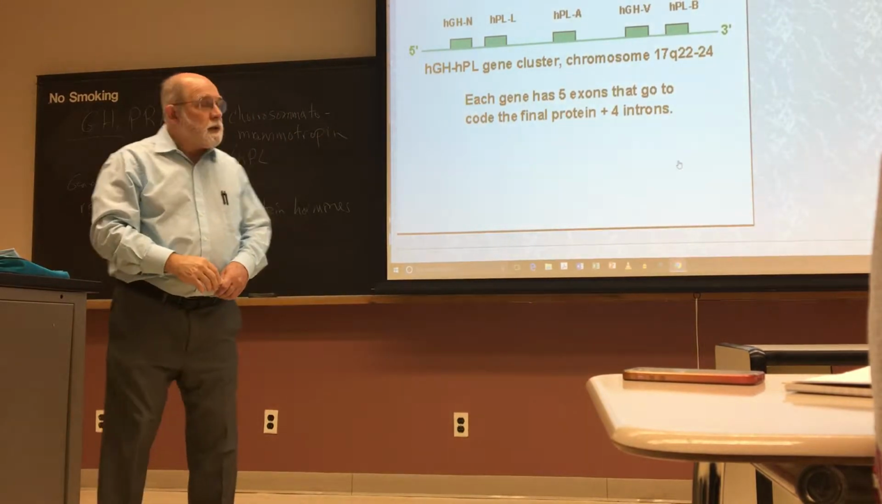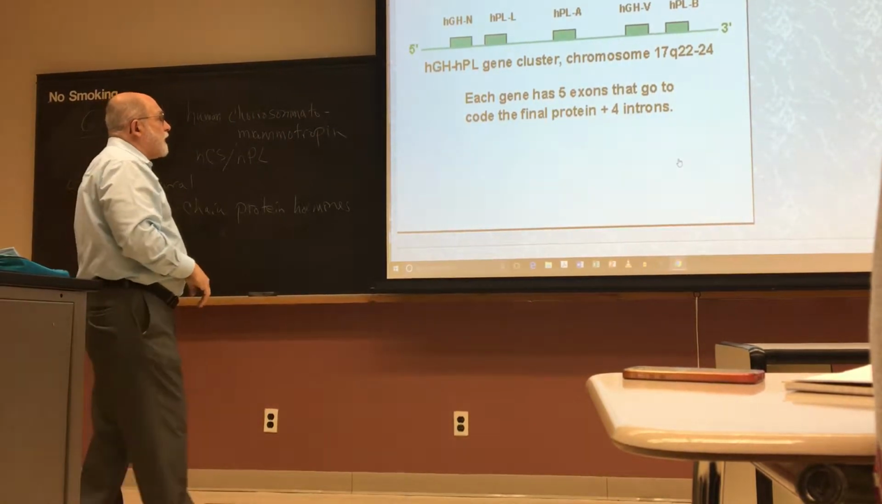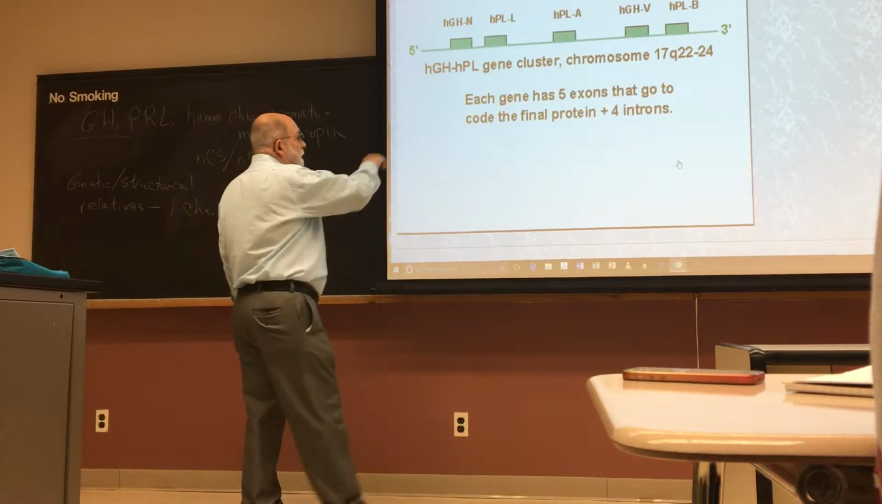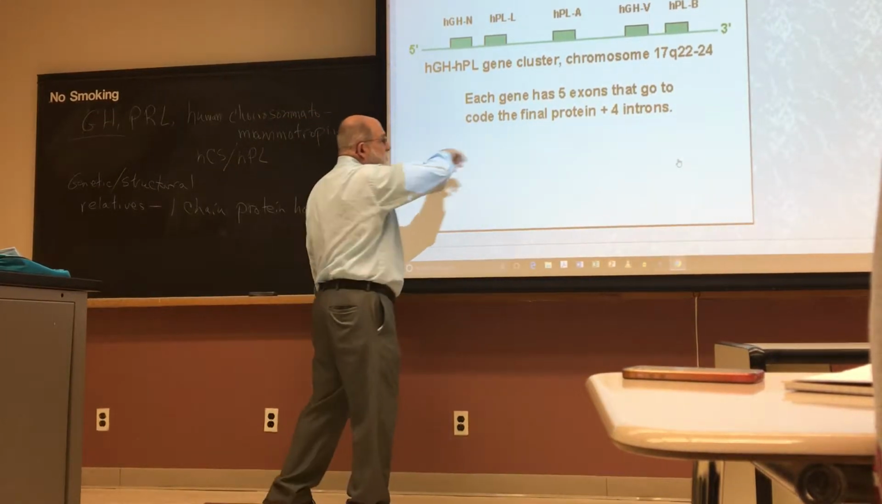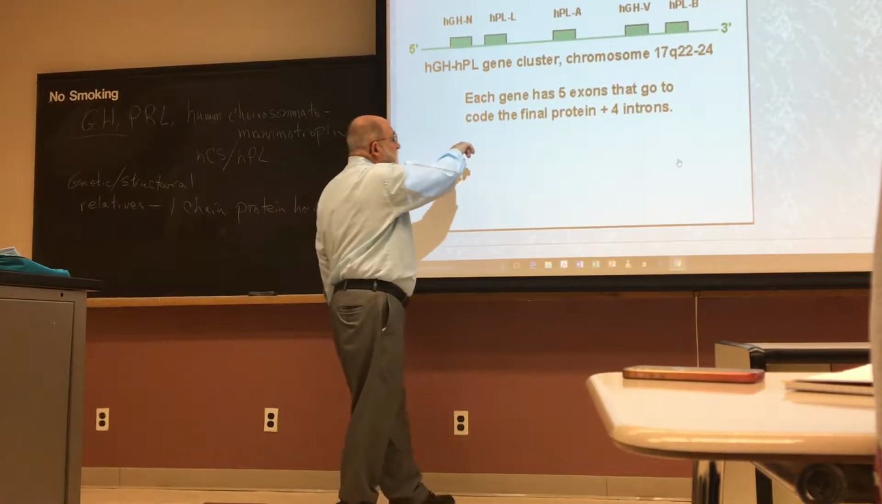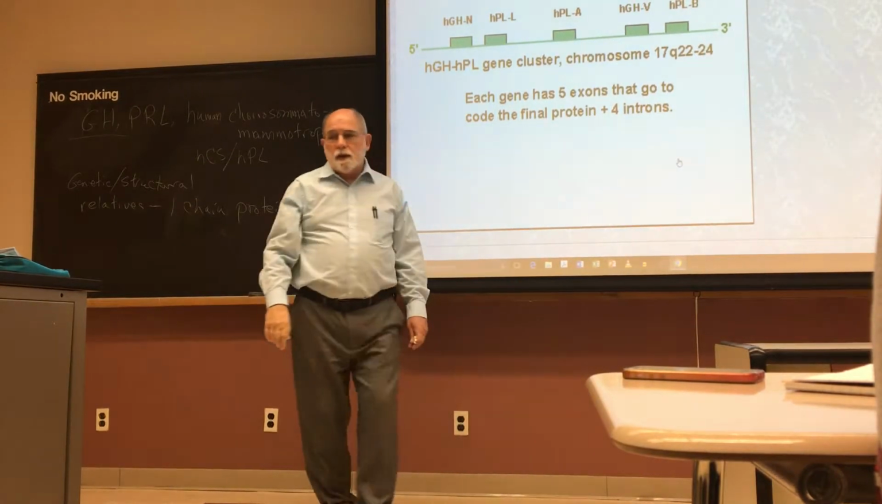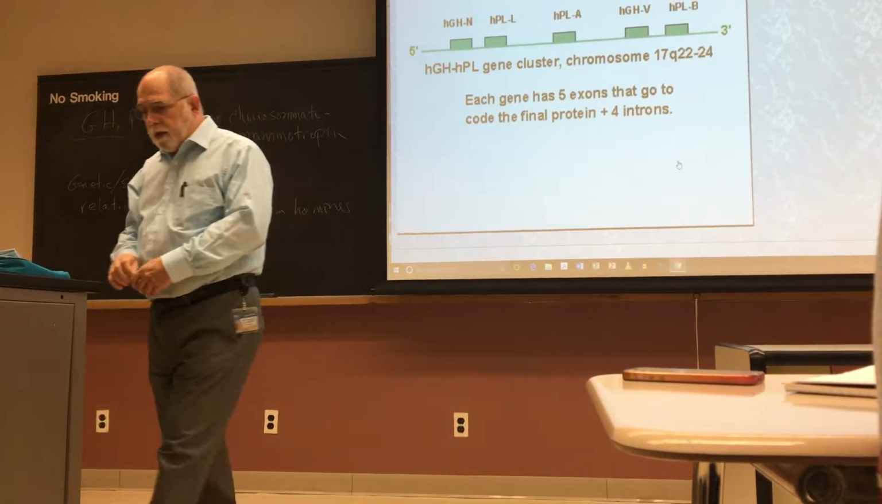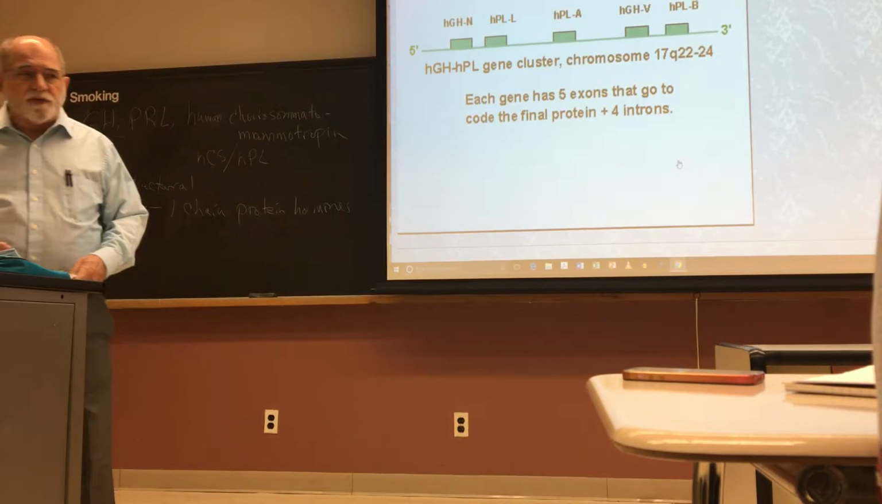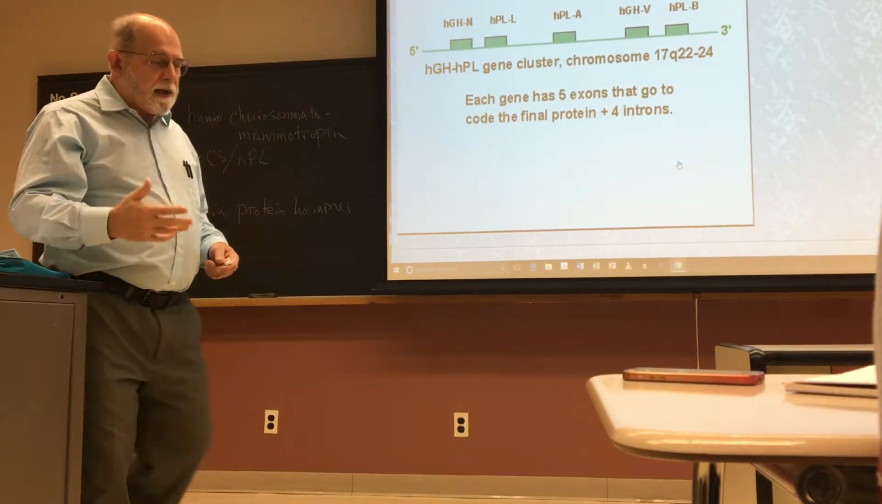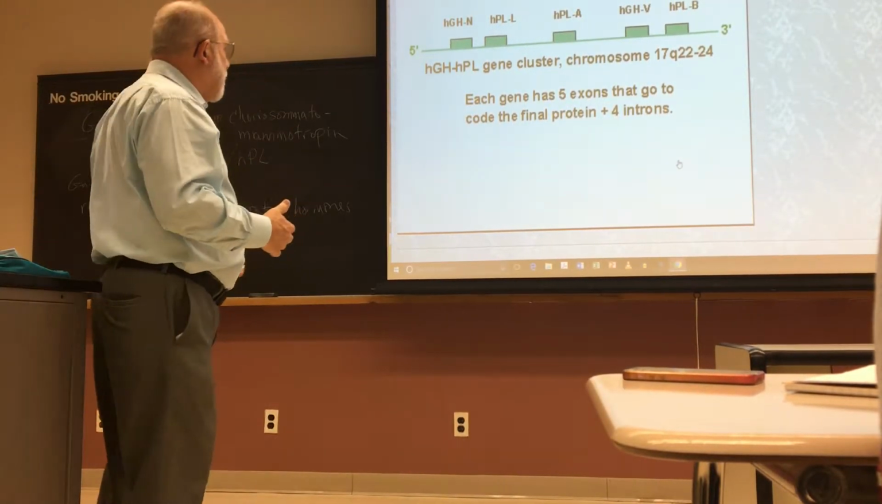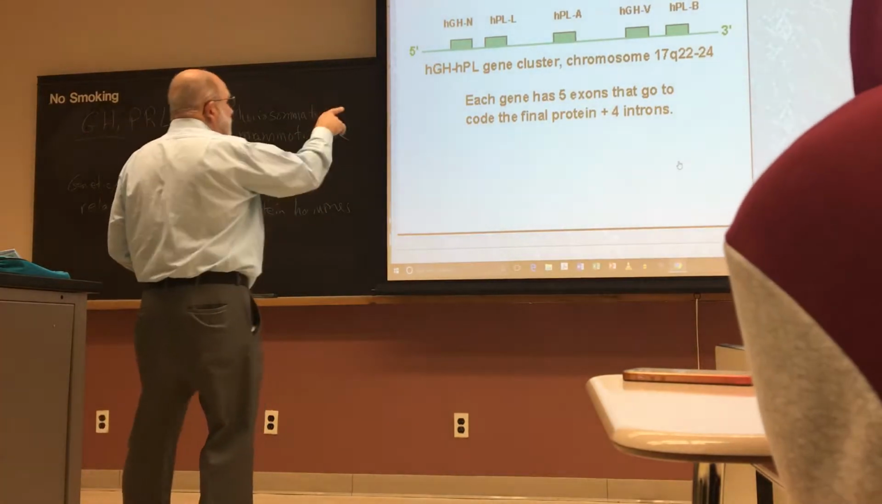The prolactin gene is not too far away from this. Each gene has 5 exons that go on to code the final protein, with 4 introns. So they're definitely genetically related to one another. The prolactin gene is the same structure.